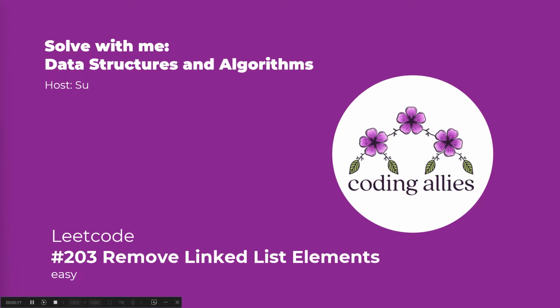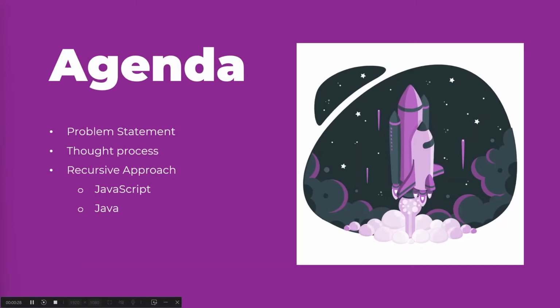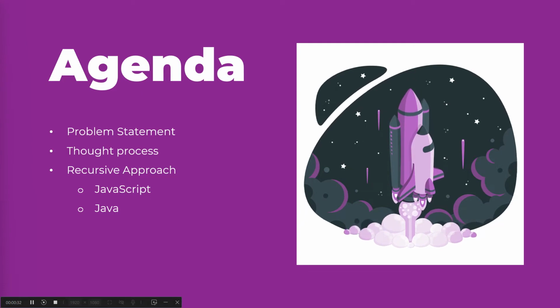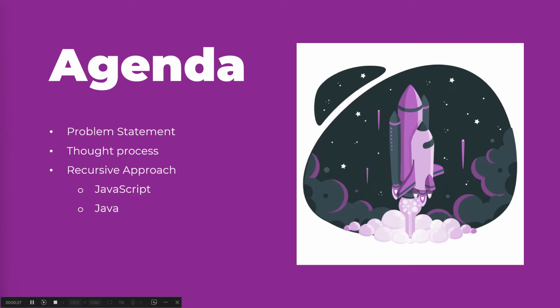I'm your host Sue. Today we are solving this Leetcode 203, Remove Linked List Elements. This is the agenda. First, I will read the problem statement. Then, I'll go through the thought process, followed by step-by-step implementation of that thought process in both JavaScript and Java.